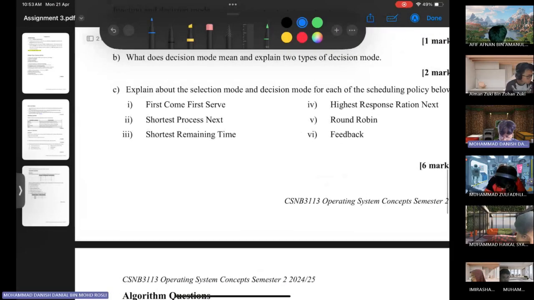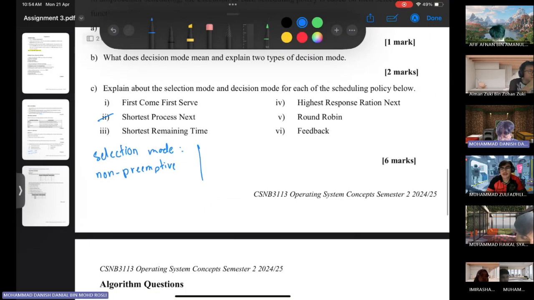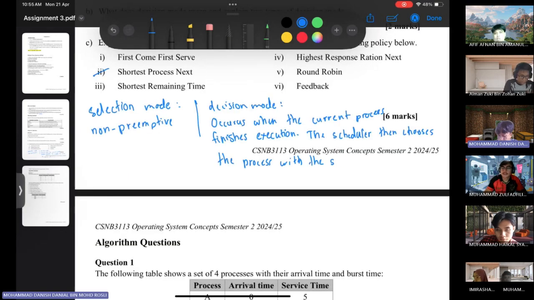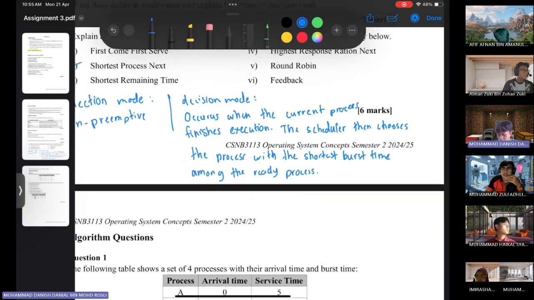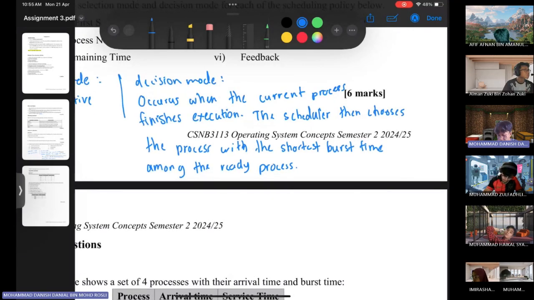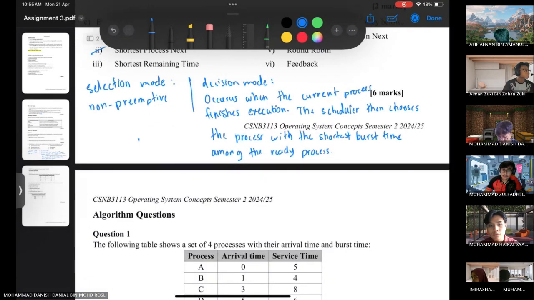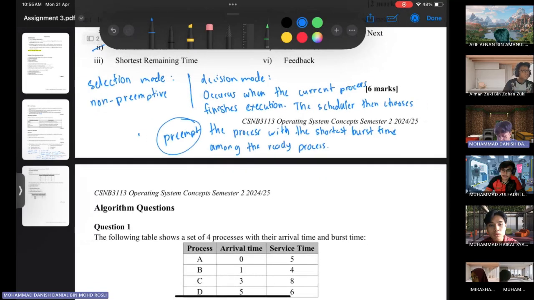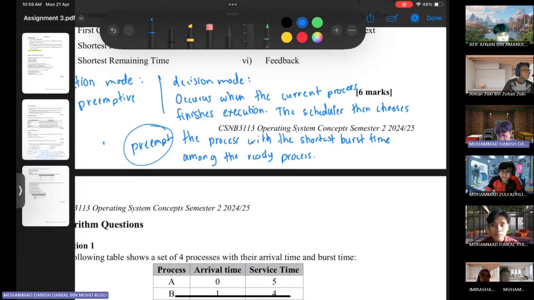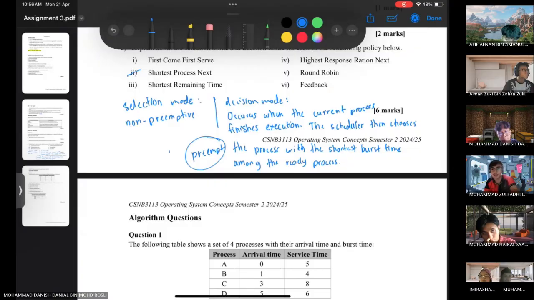Now, the next policy. The processor will keep checking if another process is ready whose burst time is shorter than the current process. If so, an interrupt will happen, which is the preempt. The preempt action will occur. It will interrupt and run the process whose execution time is shorter than the current process. The decision mode is non-preemptive. Okay, sorry.